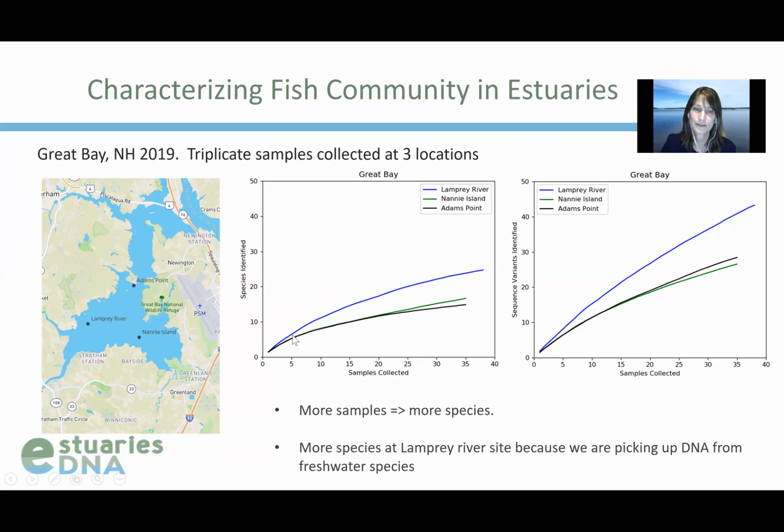At the site with freshwater input, we see significantly more species, and that's because we're detecting those freshwater species, or at least the DNA from those freshwater species, which is not the same as detecting the actual species. And then we can also look at sequence variants. So this is, again, number of samples, and this is sequences which map to a particular species with a high degree of confidence, but which are not exactly the same. So there may be one slight difference, which indicates that at the very least, there are a different number of individual fish present within that species.